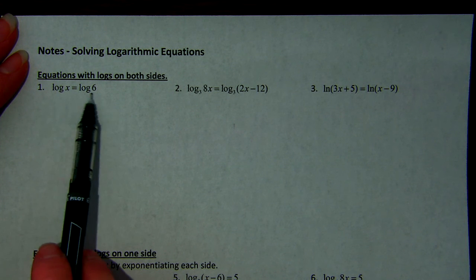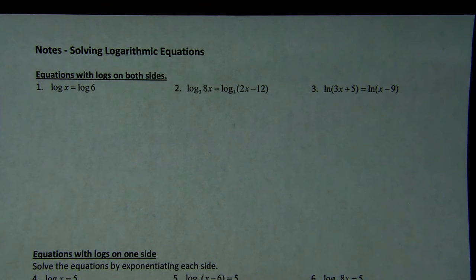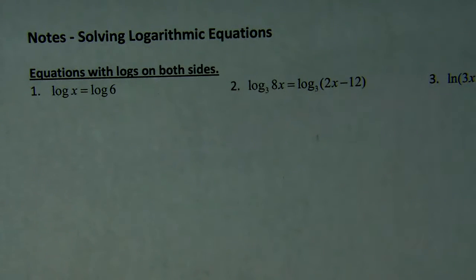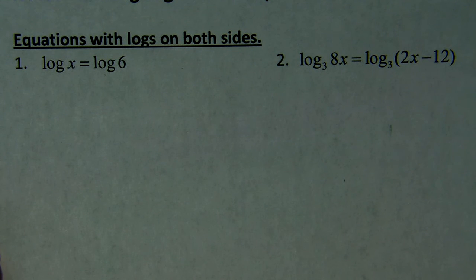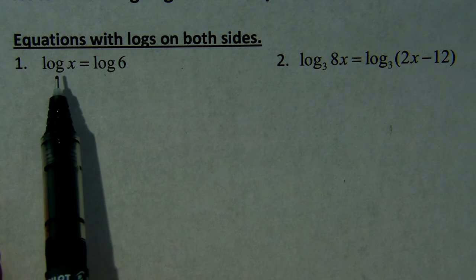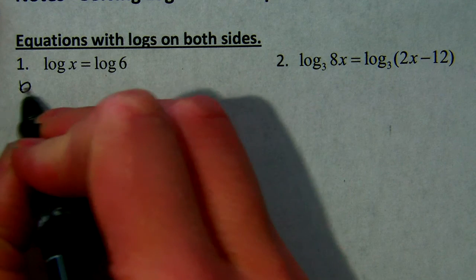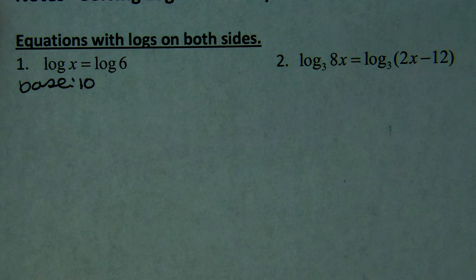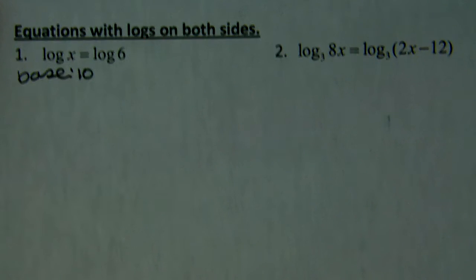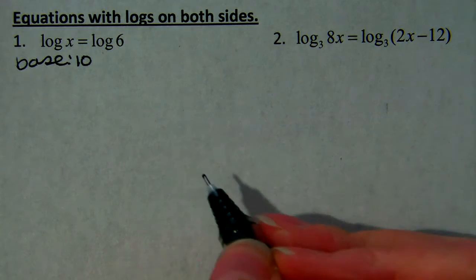So I'm looking at this log equation right here. And if you see, it is just log x is equal to log 6. And remember that when we have a log without a base on it like that, we have a base of 10. Remember that we have a base of 10. It's called the common log. All right. And the way that we solve this equation is that we make both of those logs into an exponent with a base of 10.